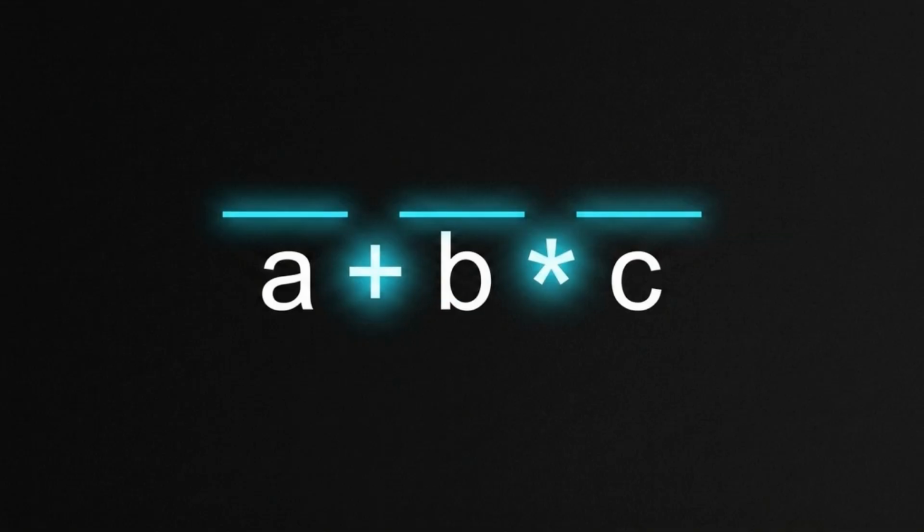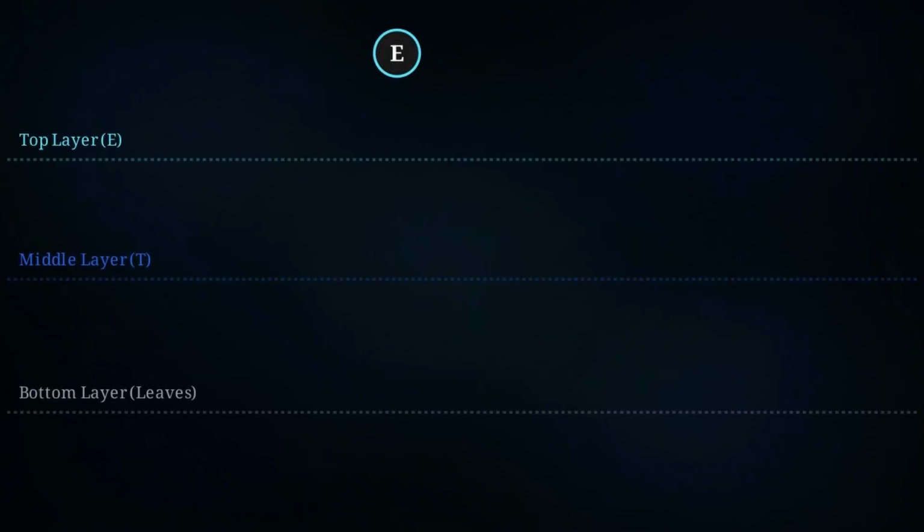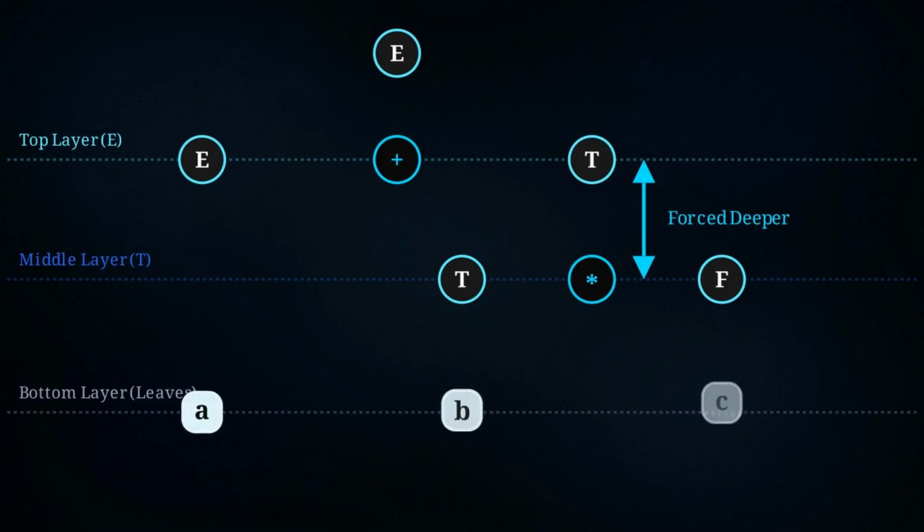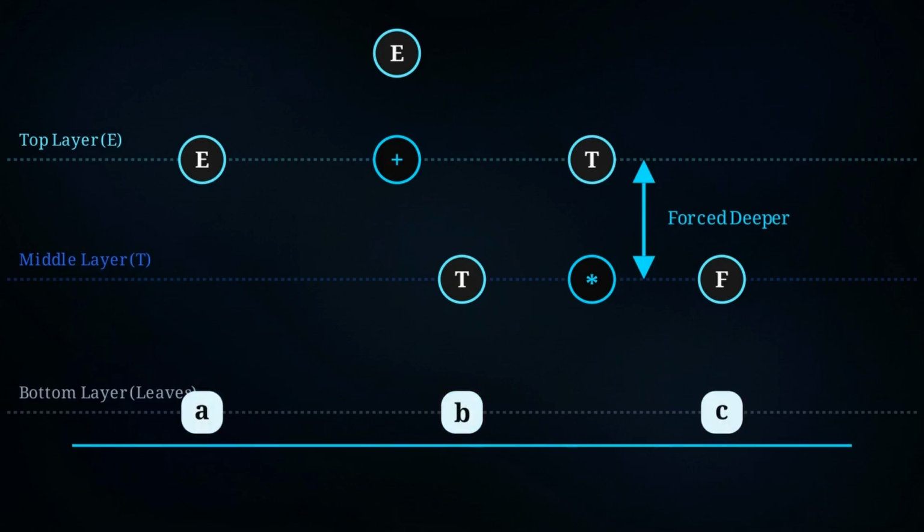Let's test this layered architecture with our problematic string, a plus b times c. To generate the plus sign, the root E expands into E plus T, trapping addition near the top. For multiplication, the parser moves down. The T node expands into T times F, pushing it physically deeper. Finally, variables plug into the lowest factor leaf nodes.